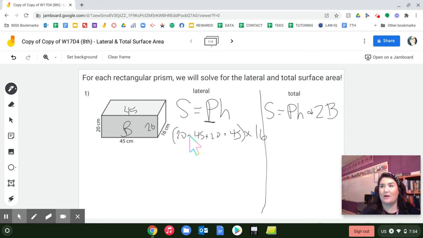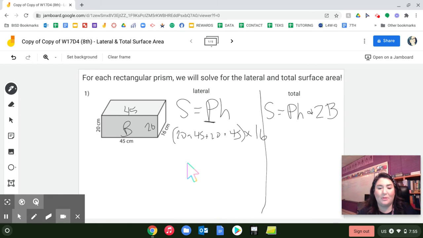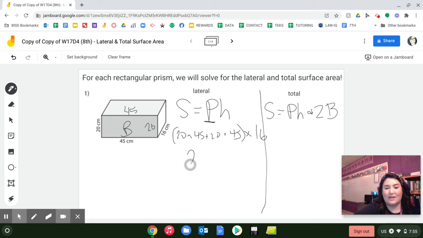Now, if you go in your calculator and type that in, when we plug this expression into our calculator, the answer we get is 2080.